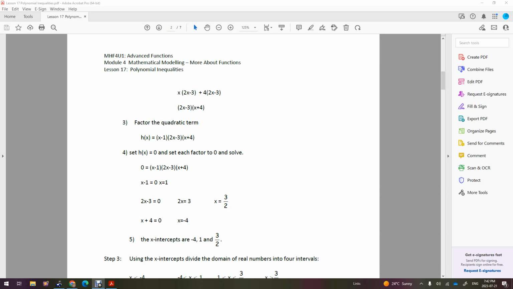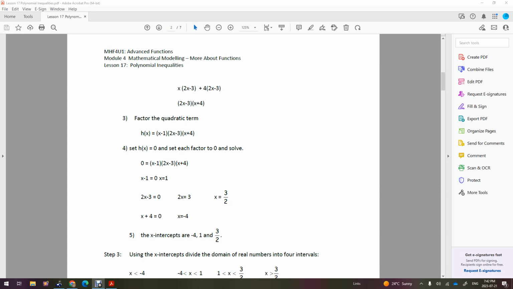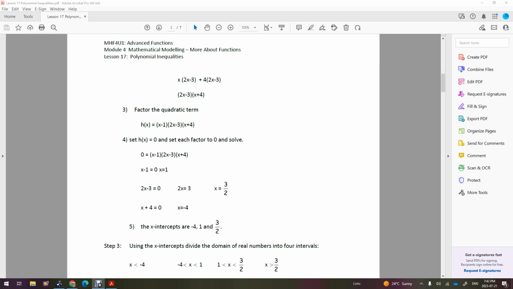Now, we're going to set h at x equal to 0, and we're going to solve. So, we're going to get x minus 1 is 0, x is 1. 2x minus 3 is 0, so x is 3 over 2. And x plus 4 is 0, so x equals negative 4. So, our x-intercepts are negative 4, 1, and 3 over 2.